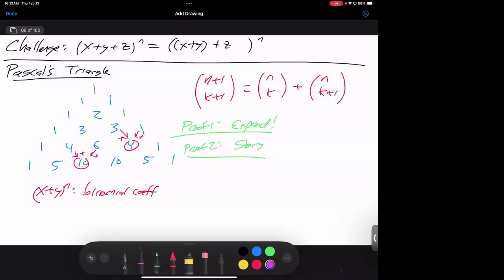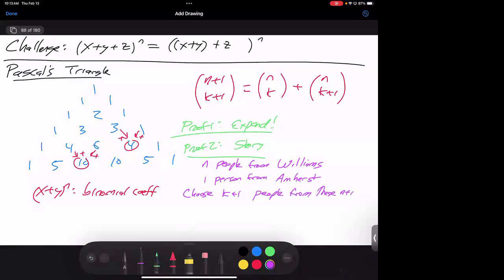Williams, all right. So we have n people from Williams. Anybody know a school that might not be so great? Amherst. I have one person from Amherst. I want to choose k plus 1 people from these n plus 1.